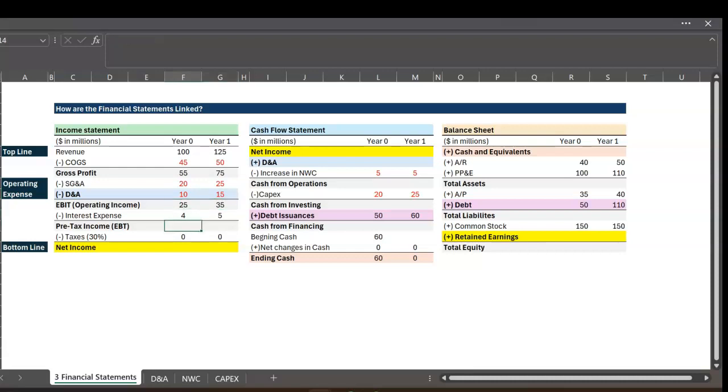So to find out the pre-tax income, or you can say the earnings before taxes, we just need to subtract the interest expense from the EBIT. And to find out the net income, we'll be just subtracting these two numbers.